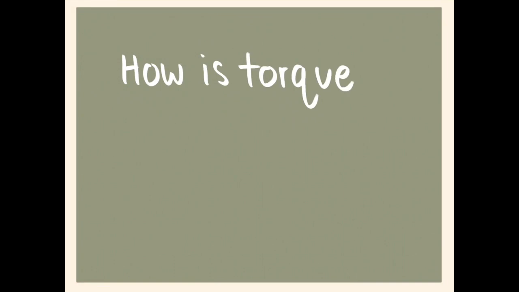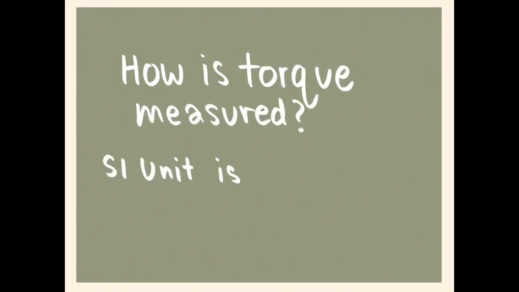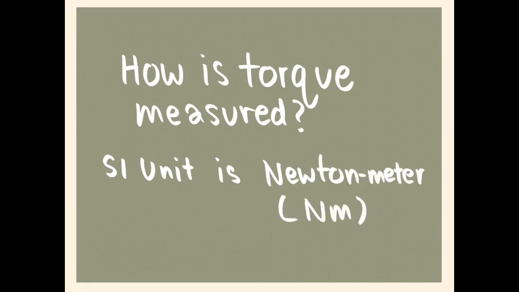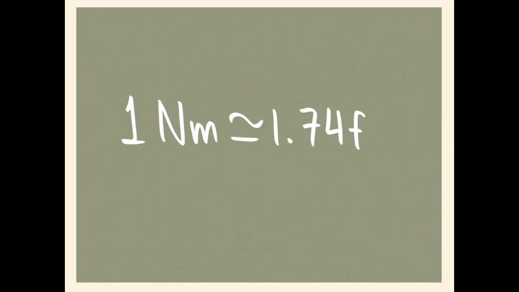Next is how is torque measured. The SI unit for torque is the newton meter. In imperial units, the foot-pound is often used. This is confusing because colloquially the pound is sometimes used as a unit of mass and sometimes force. What is meant here is pound-force, the force due to Earth's gravity on a 1-pound object. The magnitude of these units is often similar, as 1 newton meter is equal to 0.74 foot-pounds.